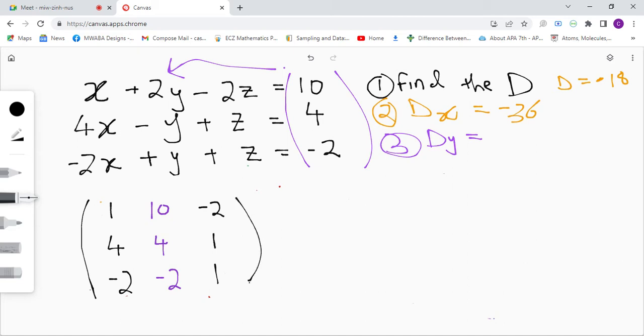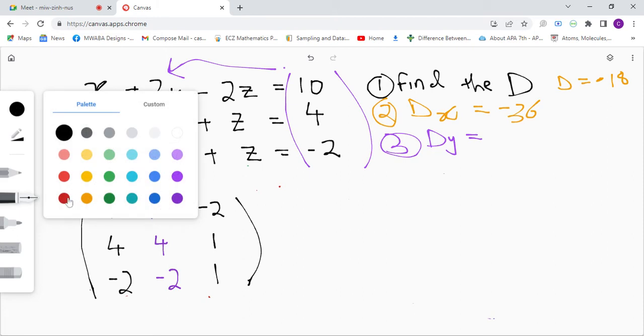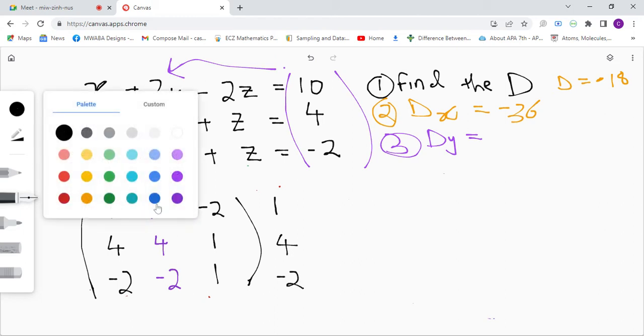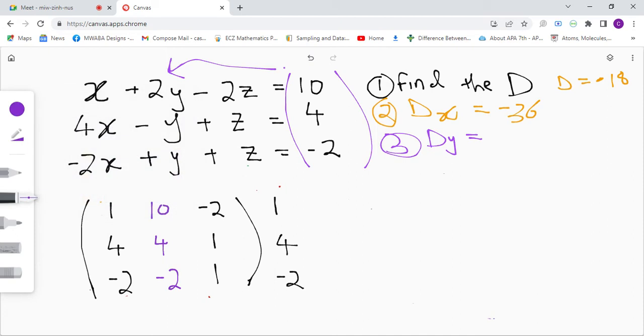So as always, our first two columns will be put outside the matrix. So we have 1, 4, -2, and we have 10, 4, and -2.